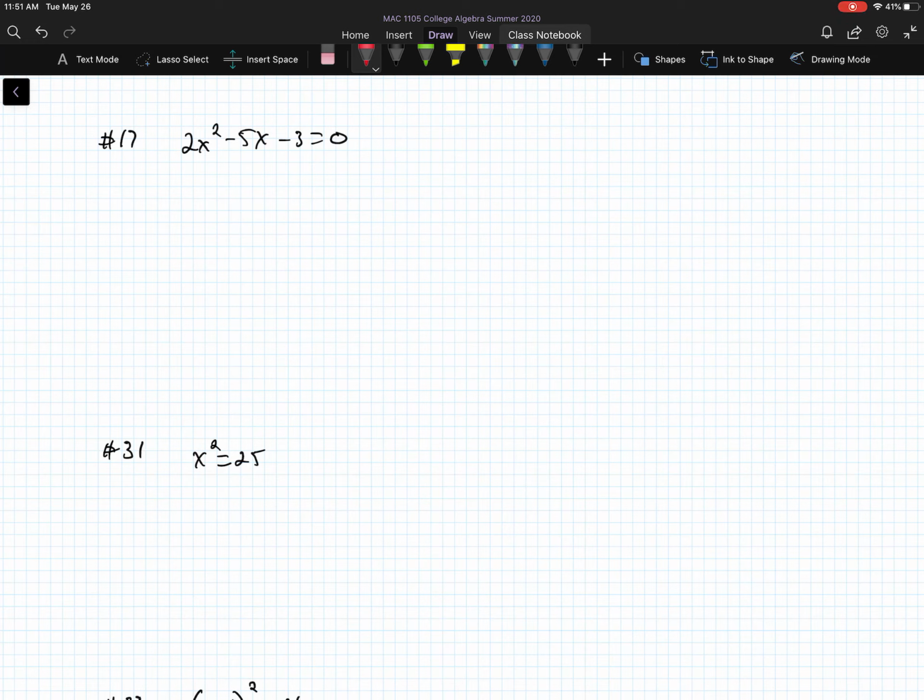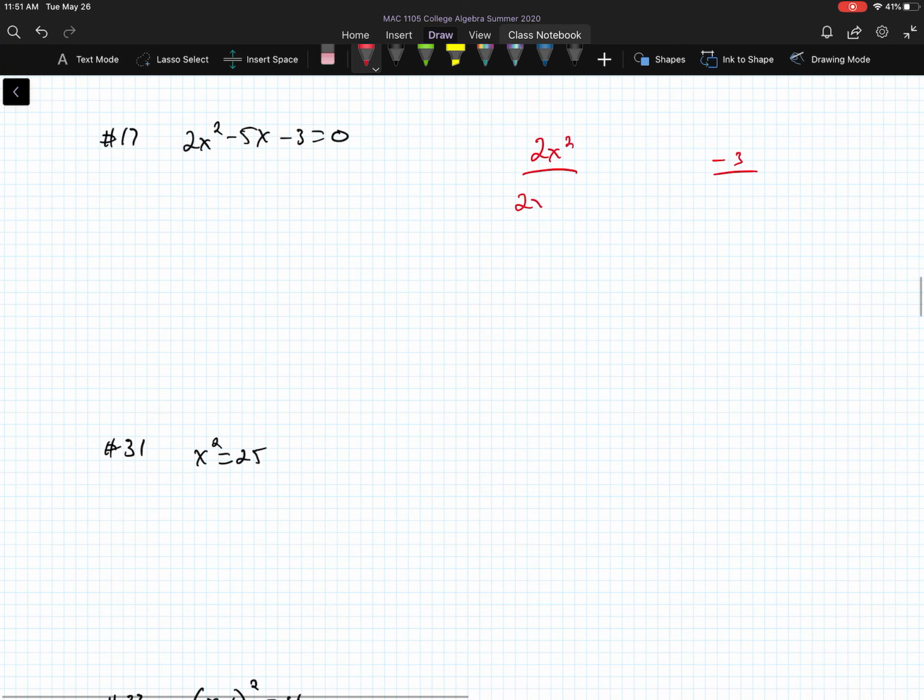All right, for number 17, I believe that I had to use complete the square. Let me just verify that real quick. For this one, number 17. Actually, no, it's also factoring. So for this one here, I got 2x squared, which is my first term, and then I have negative 3, which is my second term. I'm going to find factors of 2x squared, which is just 2x and x because 2 is a prime number. And then negative 3 is either negative 1 times 3 or 1 times negative 3. And I'm going to try different combinations in order to find what's going to give me the middle term, which is negative 5x.